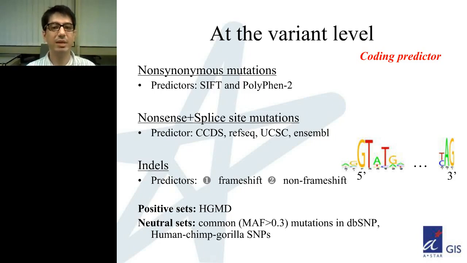All these predictors have been quantified using human gene mutation database, disease causal variants as a positive set, and common mutations in dbSNP as a neutral set. Further, for non-synonymous mutations, we use human chimp gorilla alignment to define a set of benign mutations. So these are mutations in which the human reference sequence carries the alternate allele, which is different from chimp and gorilla sequences.